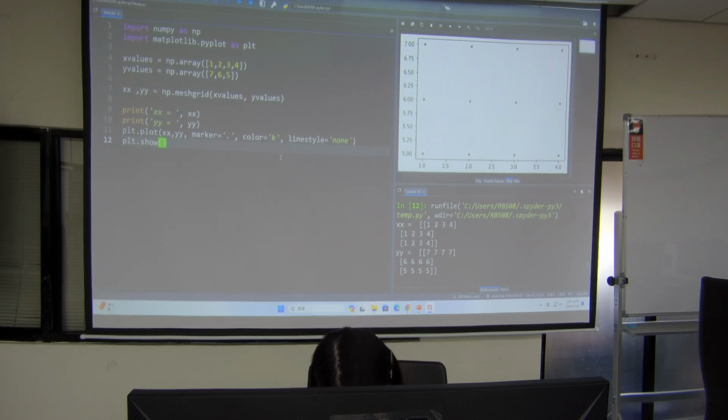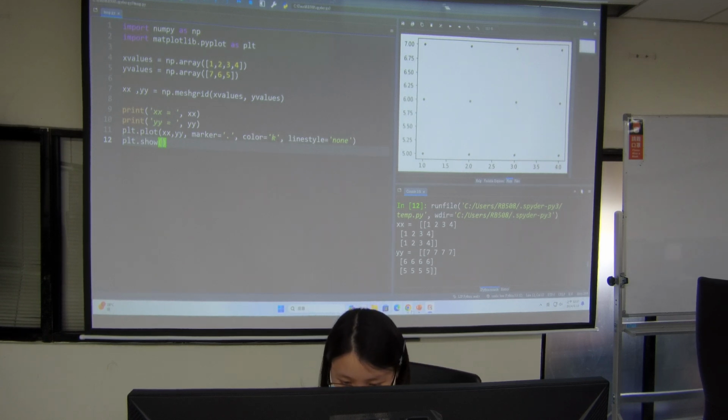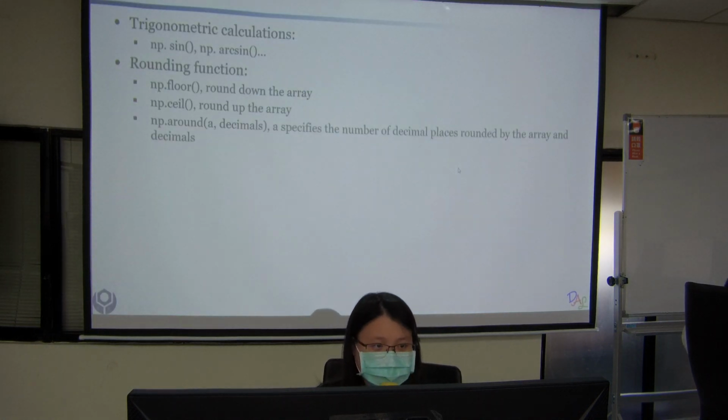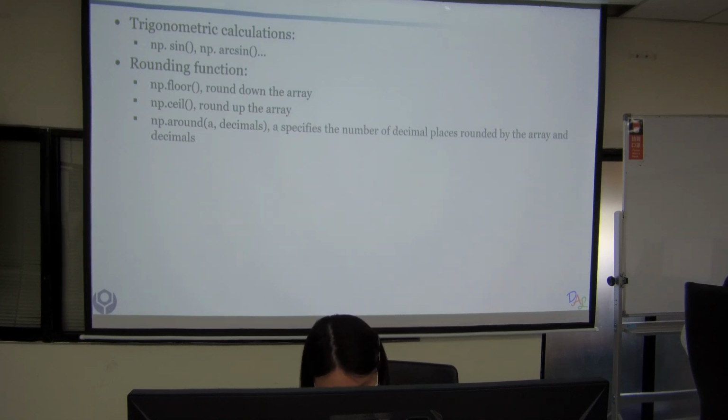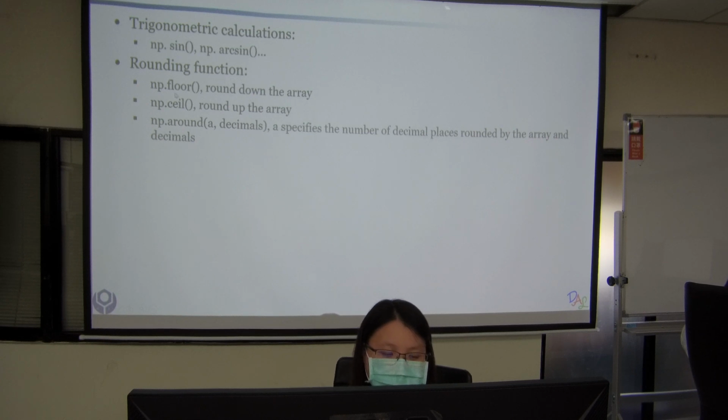So let's move on to the next function. There are some other functions in the NumPy library, such as sine and cosine, and also the rounding functions, such as NumPy floor, which rounds down the array, and NumPy ceil, which rounds up the array, and also NumPy around. Decimals specifies the number of decimal places the array is rounded to.